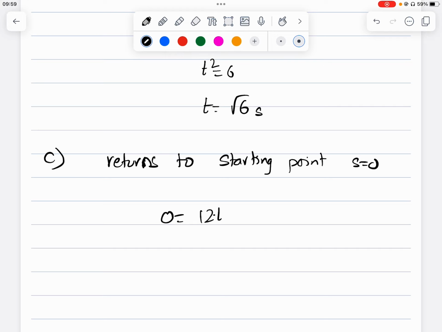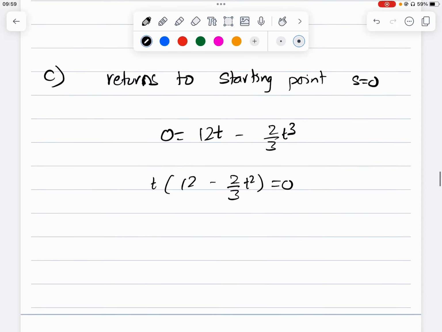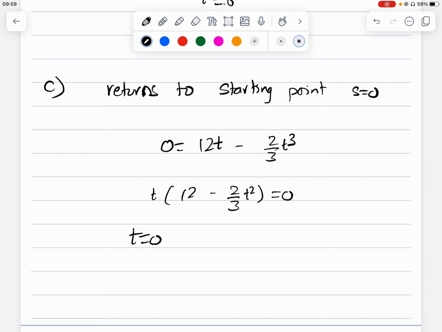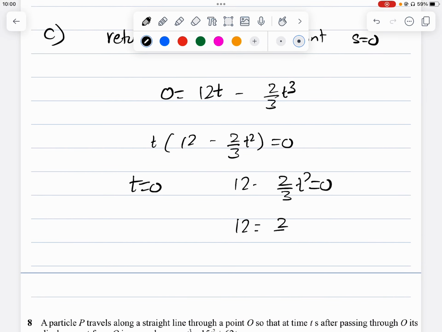So 12t minus 2 upon 3 t cube should be equal to 0. Take t common: 12 minus 2 upon 3 t square should be equal to 0. So either t equals 0, that is at the starting point, or 12 minus 2 upon 3 t square equals 0. So 12 equals 2 upon 3 t square, which gives me t square equals 18, t equals square root of 18, which is 3 root 2 seconds. That's the answer.